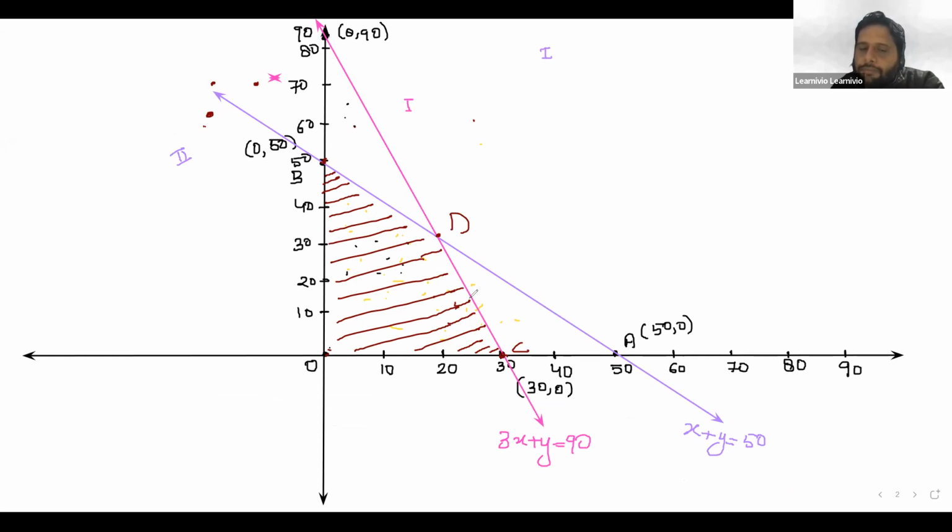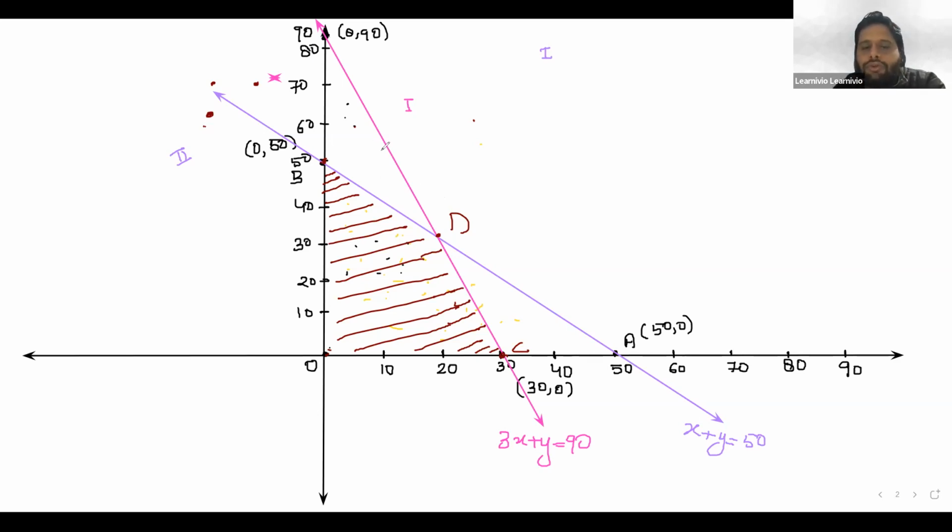But if it is true, then the arrows are towards the line. Which arrow are you talking about? Please unmute yourself.